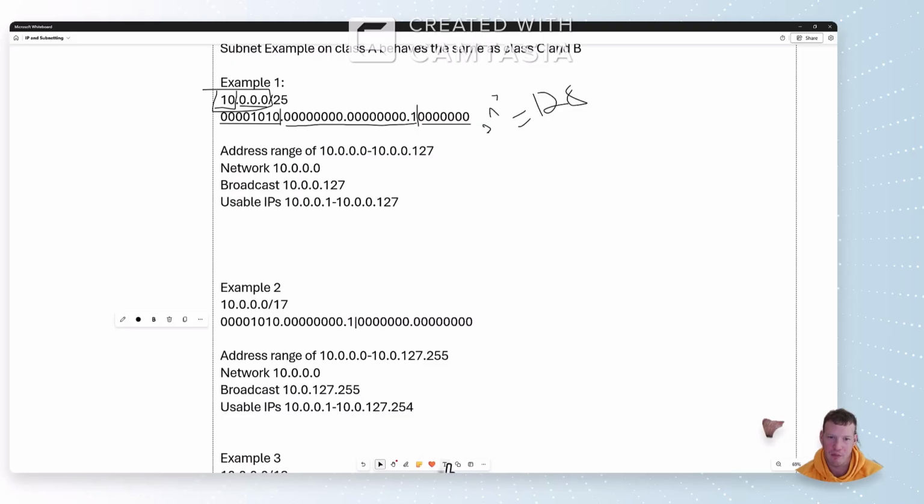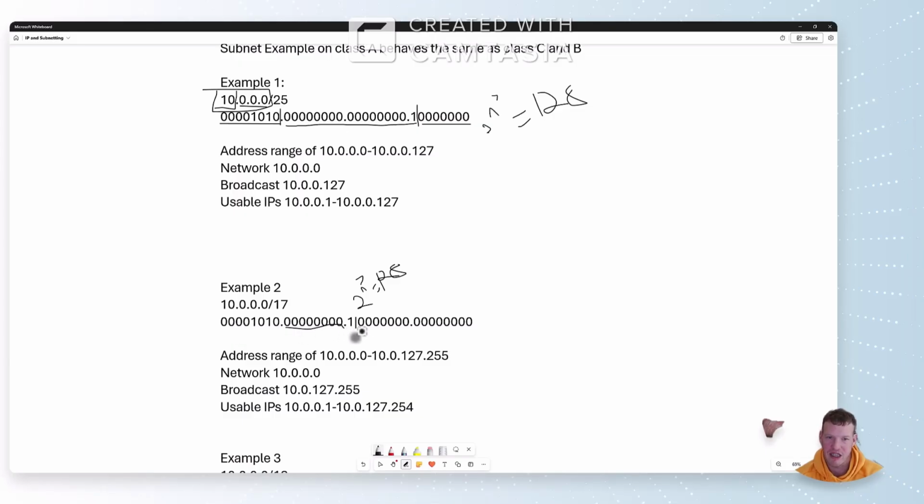So in this one, it's going to be 2 to the 7th again, which we already know is going to be 128. That's how this becomes 128. So this is going to be 10, this is going to still be 0, but this is now going to be 128. So that's going to be our usable ranges. We have 10.0.0.0 through 10.0.127, because remember, 0 is a number, so 0 to 127 equals 128. And then, as always, all ones is going to be 255. So this is our range of IPs that we can have now.